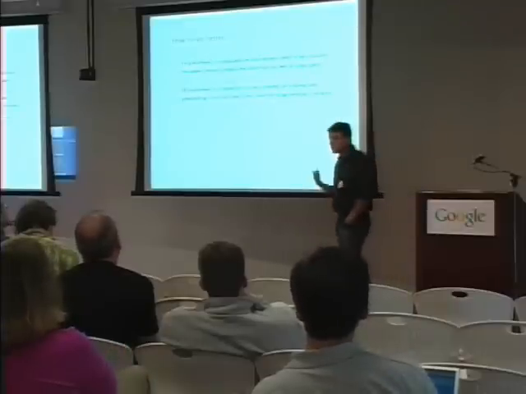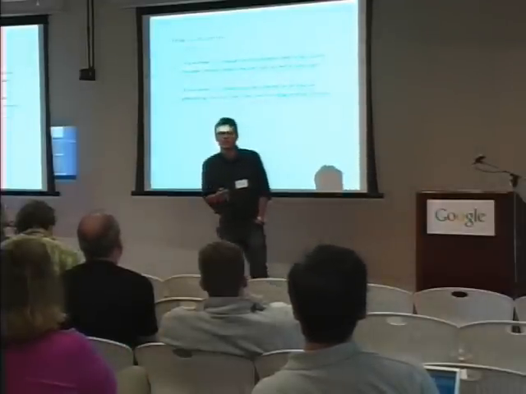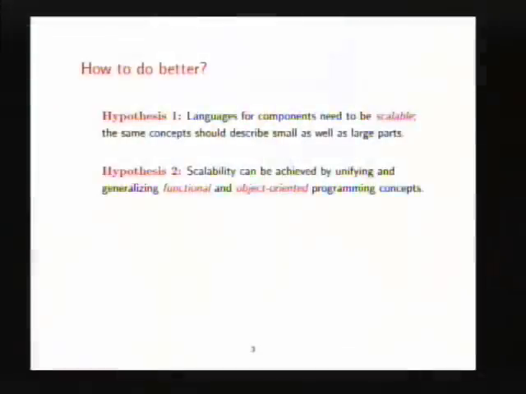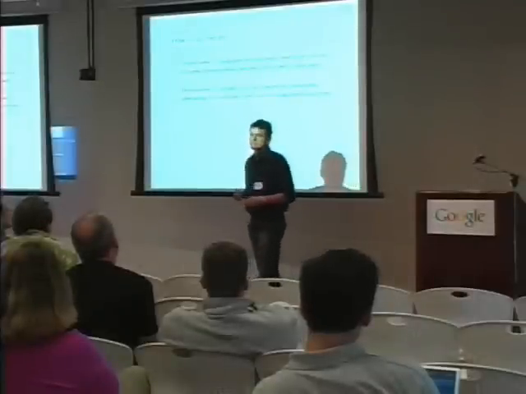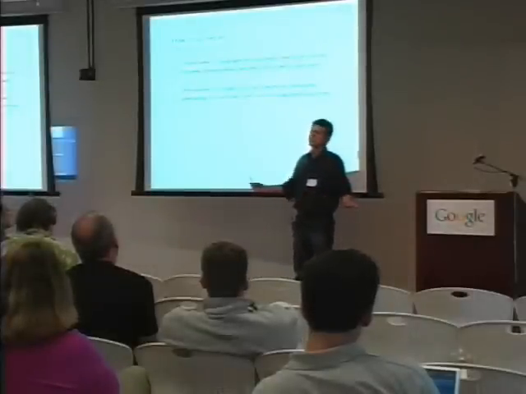So the question is how to do better, how to improve on the state of the art. And we started our work on 2 hypotheses. The first one is that languages used for components obviously need to be scalable. That means you should have a common set of concepts in which you can describe small parts as well as very, very large parts. The question is why do I think that? And I think the answer is simply because the parts vary so much in size.